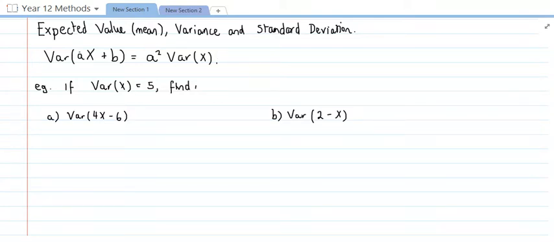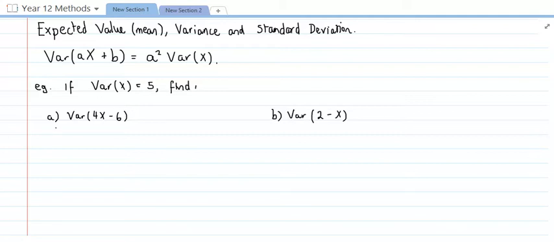So if we're doing the variance of ax plus b, then we can actually do a bit of magic on it, I guess, and come out with this here. So this here is an equivalent expression. Okay, and so what that means is it allows us to do these kinds of calculations very easily.